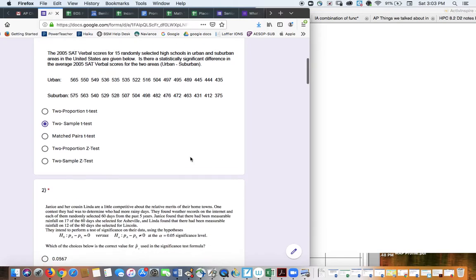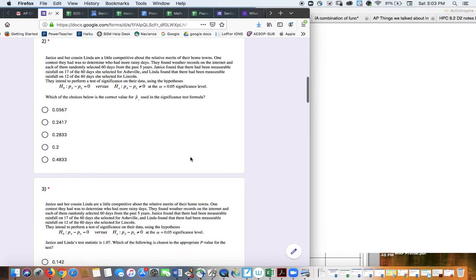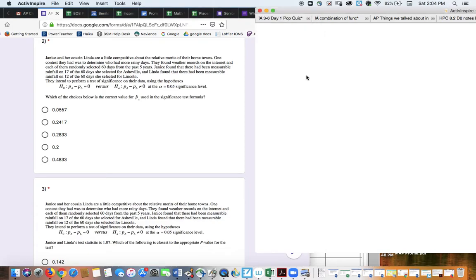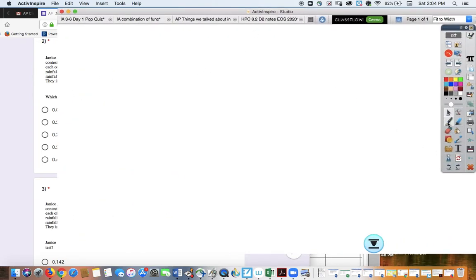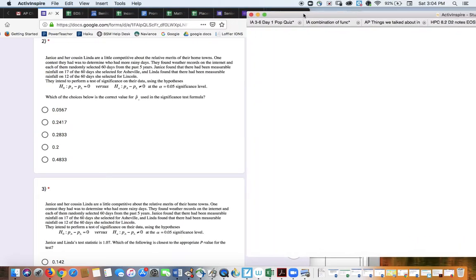Moving on. This one, we're supposed to find the p hat combined. So we have a little formula for that. Sorry, I'm just trying to make this so you can see everything. Okay, p hat combined, we have a formula for that on our formula sheet. It's x1 plus x2 over n1 plus n2.